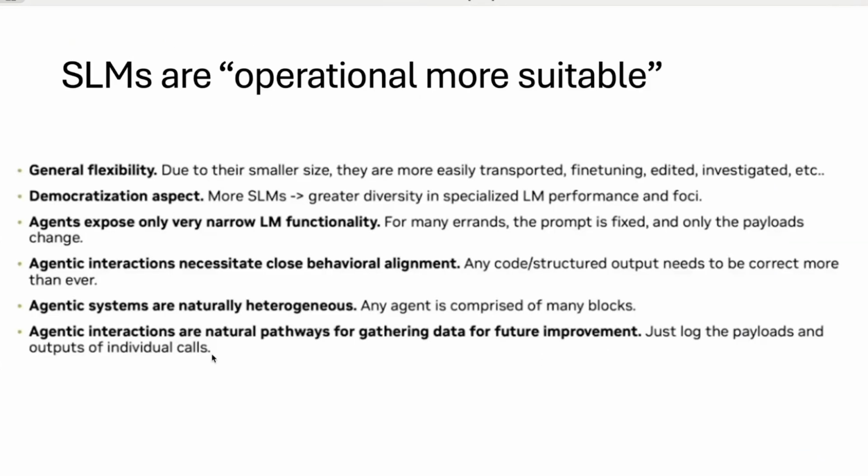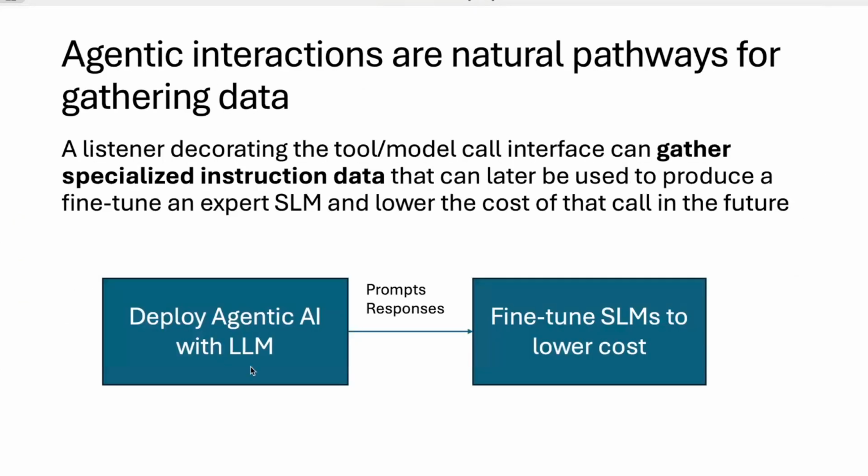Okay, and then the last one is, since people have been asking about how we can collect the data to train, right? The key idea is the agentic interactions are already good natural pathways to gather the data for future improvement. You can start deploying your agentic AI with the LLM. And then later, if you find a repeated pattern, and at the same time you collect lots of prompts and responses, then basically this is your input data to train the SLM. So basically the labels come from the LLM.